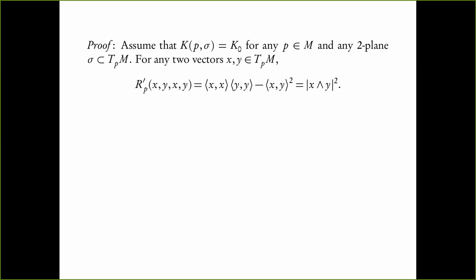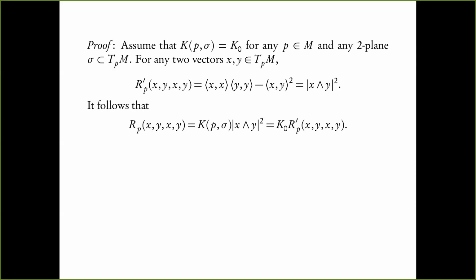So let's take any 2 vectors x, y in TPM, and calculate the R prime tensor. What is R prime? It is <x,x><y,y> minus <x,y> squared. That is by definition, right? But what is this quantity? We just saw this. This is the square of the area of the parallelogram spanned by x and y, right?